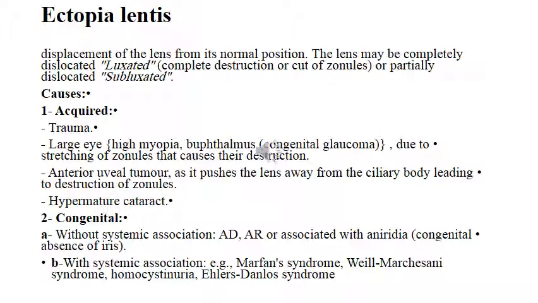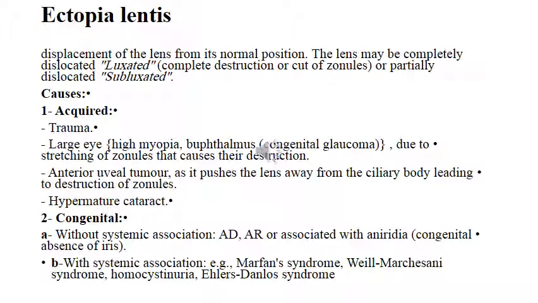Why is a large eye associated with ectopia lentis? There will be stretching of the zonules due to the increased diameter of the eye, and this will cause disruption in the zonule. The zonule holds the lens in position, and this will end up with ectopia lentis. Anterior uveal tumor and hypermature cataract might also be associated with ectopia lentis.